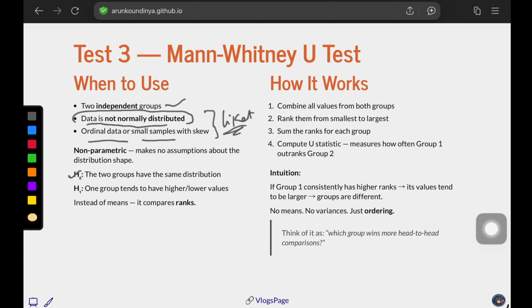On the other side, we can check whether one group tends to have higher or lower values. Instead of means here, we are comparing the ranks. So that's how we tend to use it, but I have not seen this usage lately in my work life in the data science field so far. But maybe I would like to hear from the people whether they have used this test in their career so far, and then maybe they can educate us in the comments too.